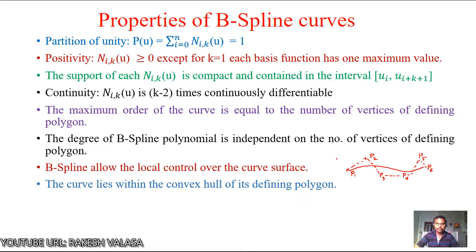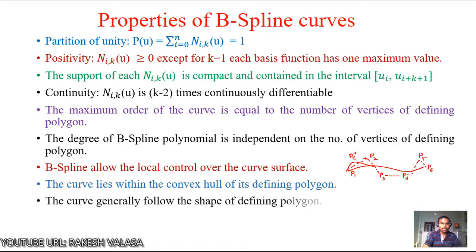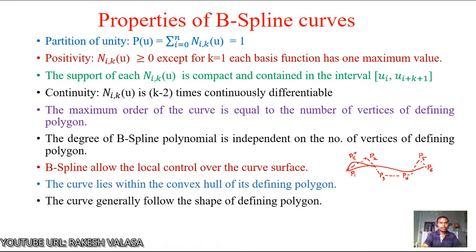You can change any one of the control points from its original position to a new position. Only that shape will be changed. This is the P2 star. The next point is the curve generally follows the shape of the defining polygon. These are the few important properties of b-spline curves.